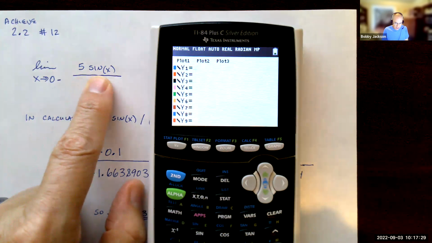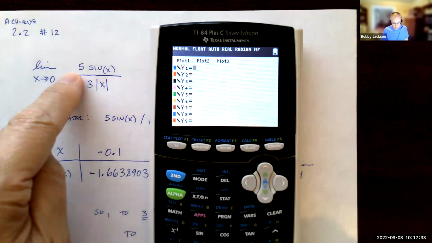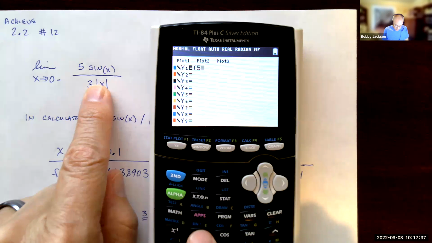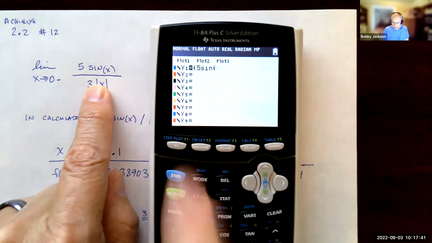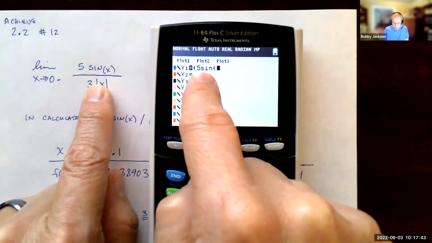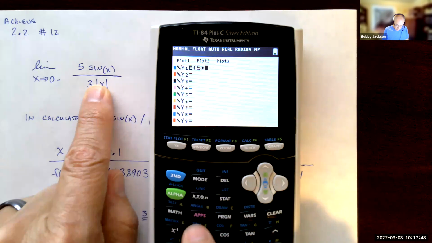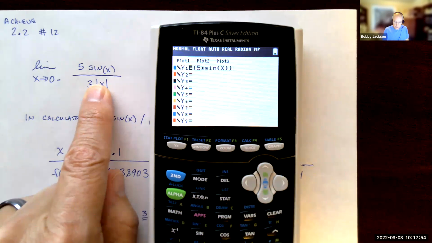So I'll put it in parentheses. I don't technically have to in the numerator because it's going to do multiplication and division left to right, but I'll go ahead and do that in parentheses: 5 times. If you don't put times and just do sine, it will assume multiplication there. But if you want to be careful, you can do times sine of x, close the parentheses on the sine, close parentheses on the numerator.